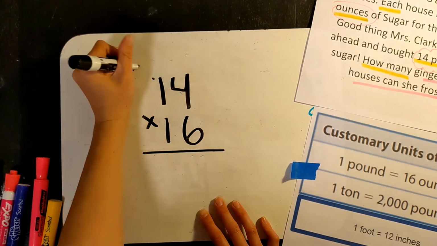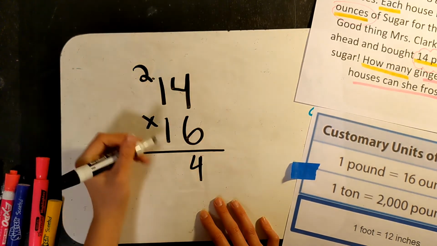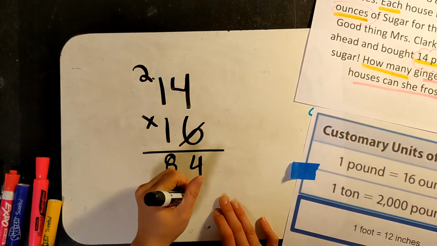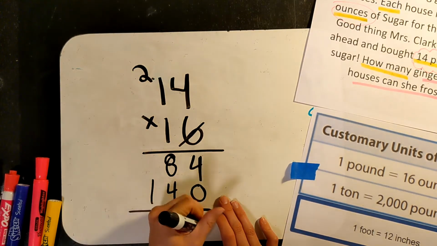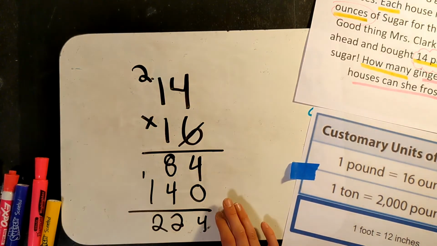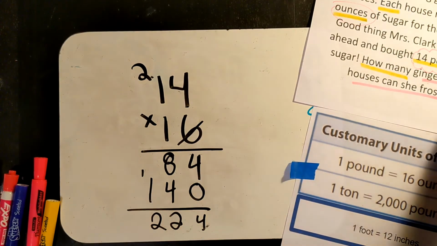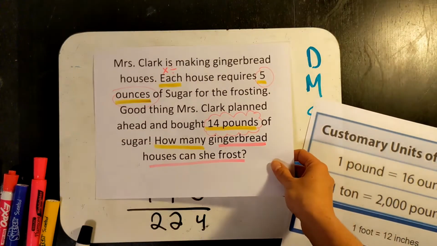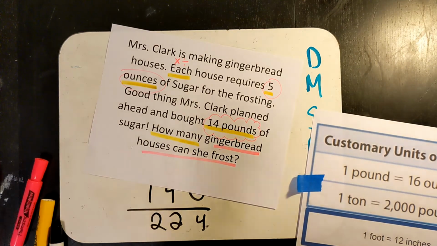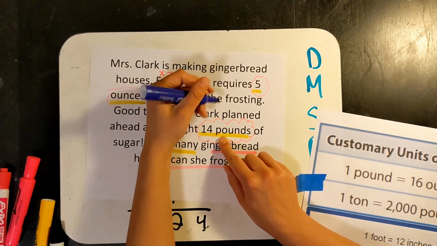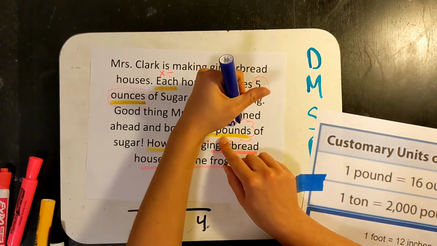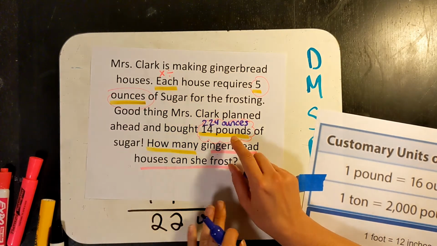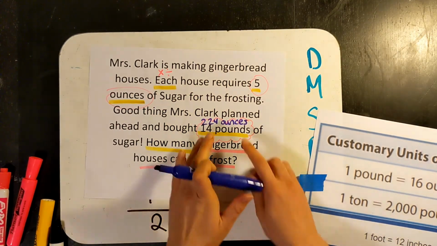6 times 4 is 24. 6 times 1 is 6 plus 2 is 8. Cross off the 6, put a 0. 1 times 4 is 4. 1 times 1 is 1. 4, 12, 2. So we have 224 ounces of sugar to work with. Great. So now that we have this in ounces, 224 ounces of sugar.